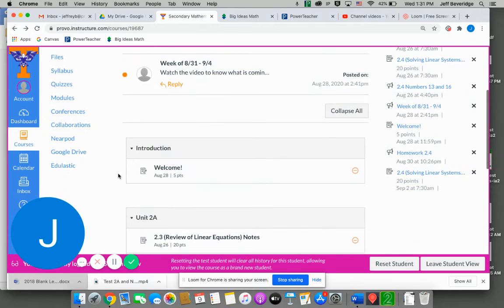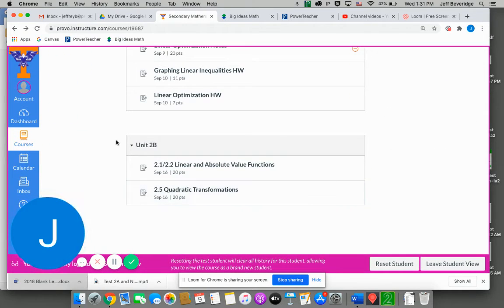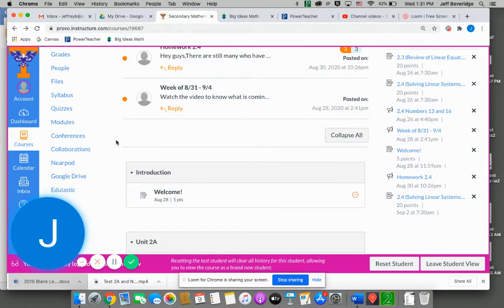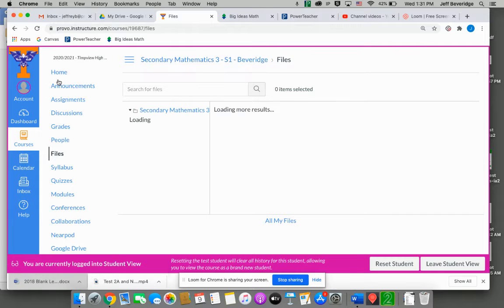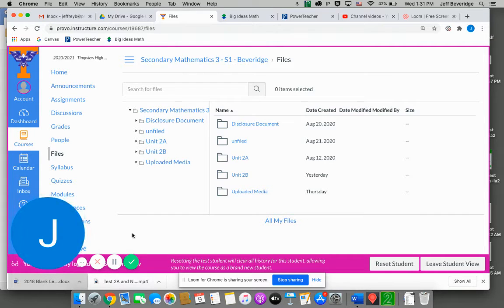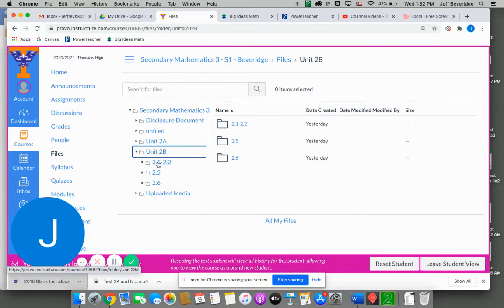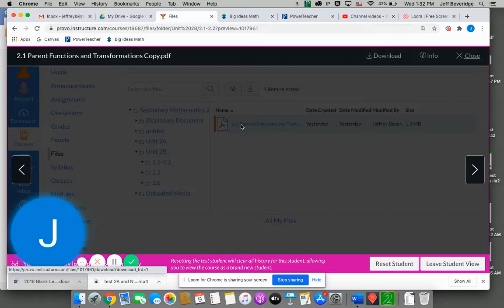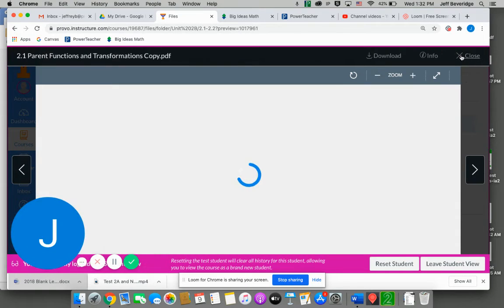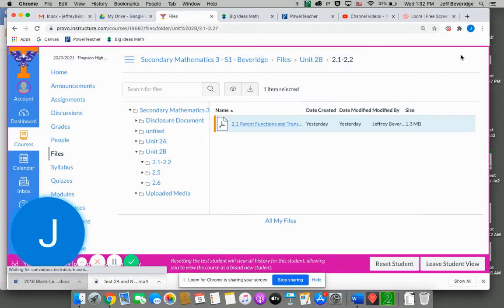I forgot to give these notes out to my first half of the fourth period. So I apologize for that. If you didn't get those, please come by class on Monday and grab them from me. Or you can come to Unit 2B here and download the notes and print them off. This goes for the home students as well. For those who are at home, this is how you can get to them. Okay, so there's the next unit coming up.